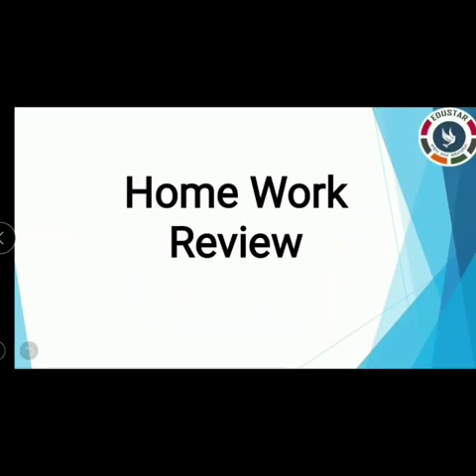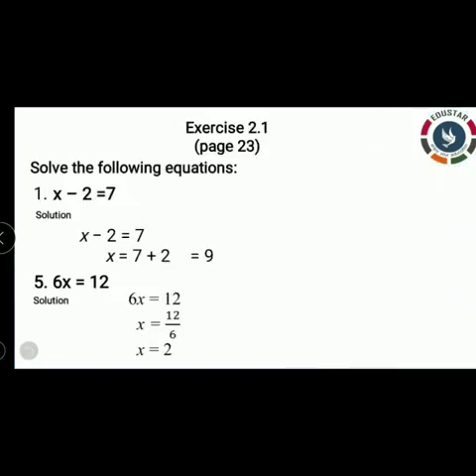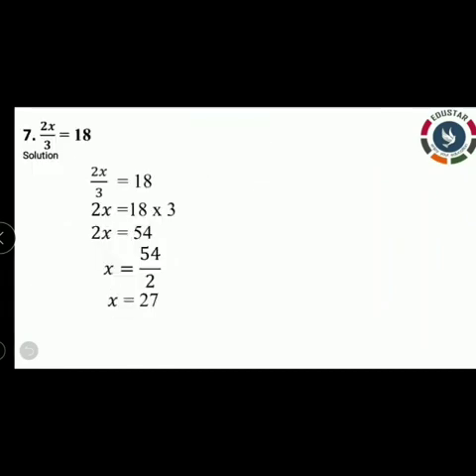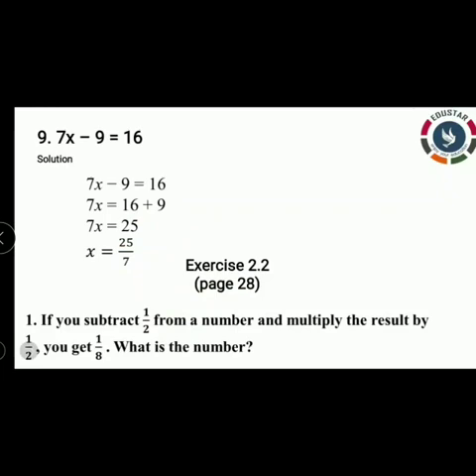Next, homework review. Last week I gave homework questions. Now take your homework note and pencil. Verify your answers. Exercise 2.1 from page number 23. First one, the value of x is equal to 9. Fifth one, the x value is 2. Seventh one, check your answer properly. First, division transposes to the right side as multiplication, and next, multiplication transposes to the right side as division. So, the answer is 27. Ninth one, x is equal to 25 by 7.